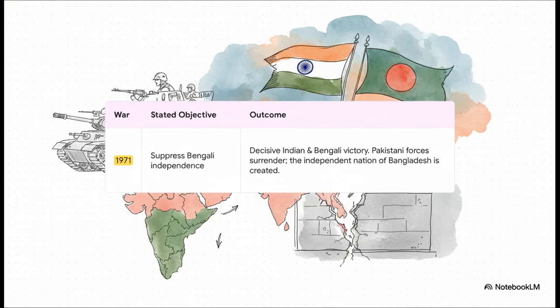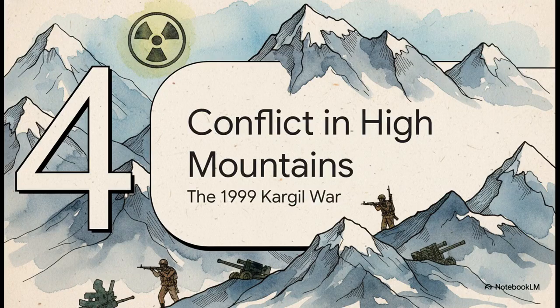In just 13 days, the Pakistani army in the east surrendered. This was a huge moment. The war ended with the birth of a brand new nation, Bangladesh, and it really established India's military dominance in the region. Okay, let's jump forward a couple of decades to 1999.